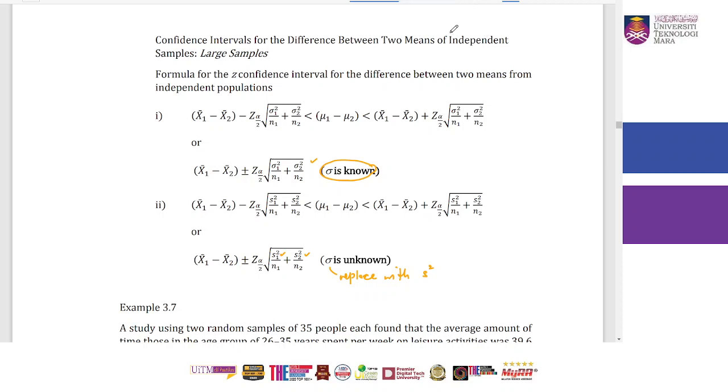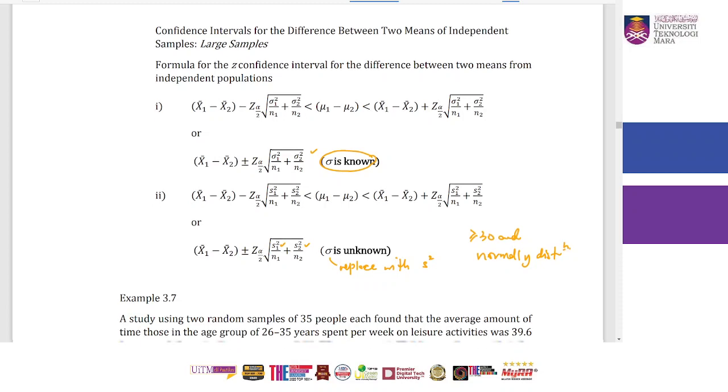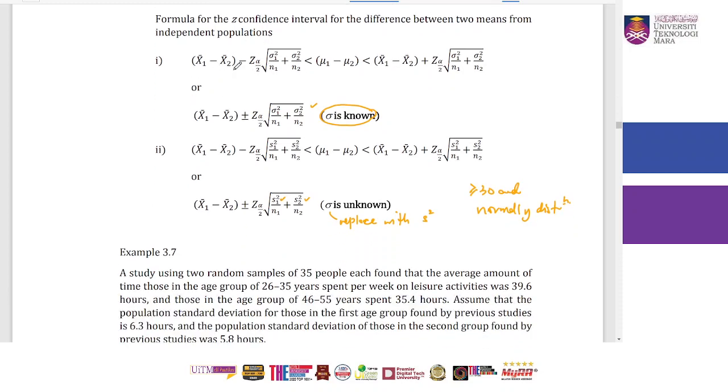Okay, itu saja bezanya. Tetapi untuk gunakan yang kedua ni, keadaannya mestilah sample size greater than 30 and normally distributed. Okay, barulah kita boleh gunakan yang the second one. So, confidence interval for the difference between two mean independent sample, large samples. Right? Sebab tu kita gunakan Z kat sini. So, kita boleh gunakan Z macam biasa macam tadi. Sama je macam tadi.